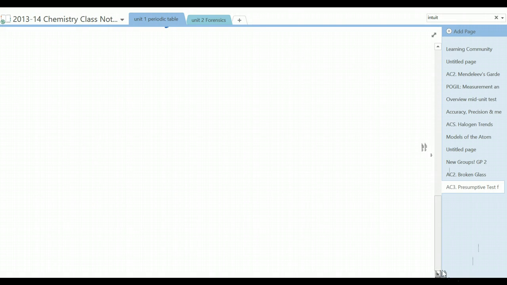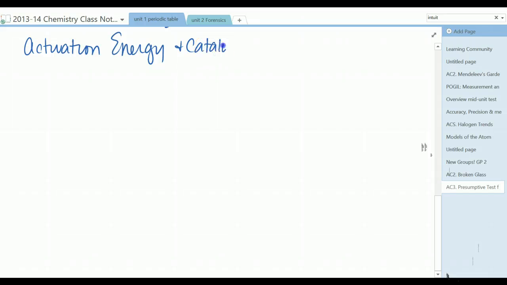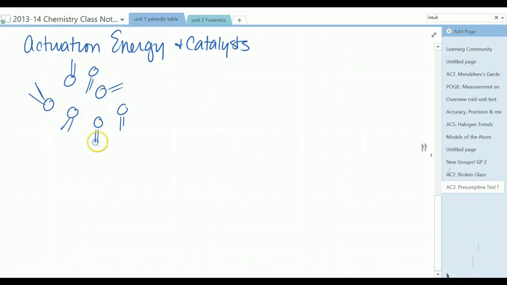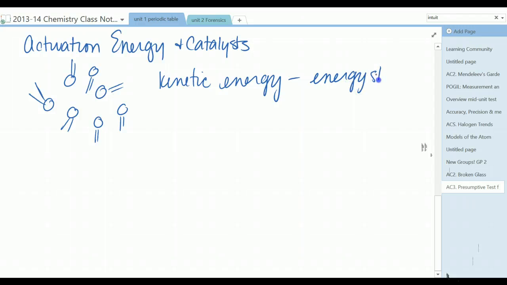Another subject that I want to talk about that's not fully covered in the reading is this idea of activation energy. So activation energy and catalysts. Okay, so we know that all substances, if we have a bunch of molecules in a container, those all have kinetic energy. That's the energy stored in moving things. So kinetic energy is energy stored in moving things.